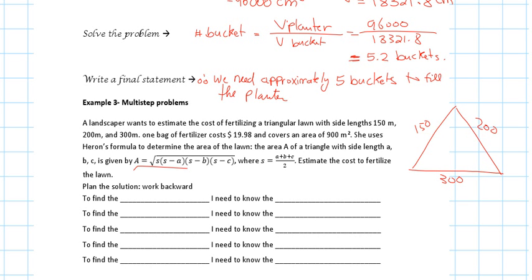Good. So we planned, right? First, I need to find my area. That's the first thing. To find my area, I need to find S. I'm not going to fill out this part. Don't worry about it. Let's do the solution. So first, find S. To find S, the formula was S equals A plus B plus C over 2.